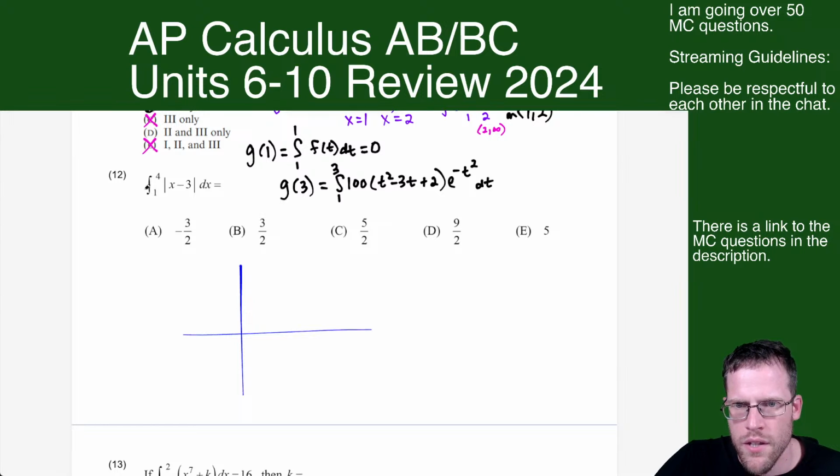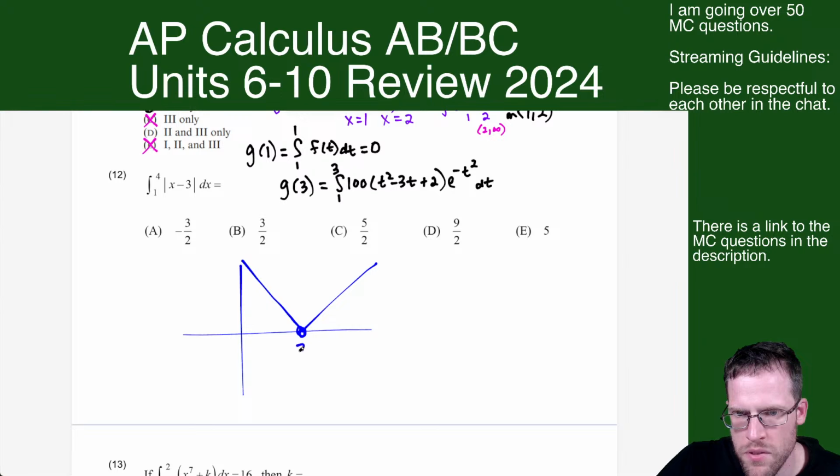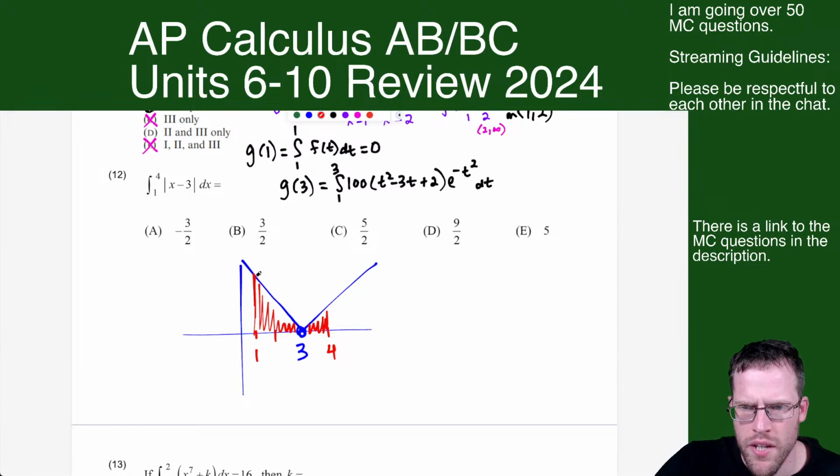All right, so here, integral 1 to 4 of this. So I just think of absolute value of x. I'm thinking of this, and then I'm moving this. Good, it's all connected. 1, 2, 3. So let's just say that's 3 units. So that puts the vertex here. And I'm going from 1 to 4. That means we're doing this and then this. Okay. Now the trick is, oh, how high up am I?